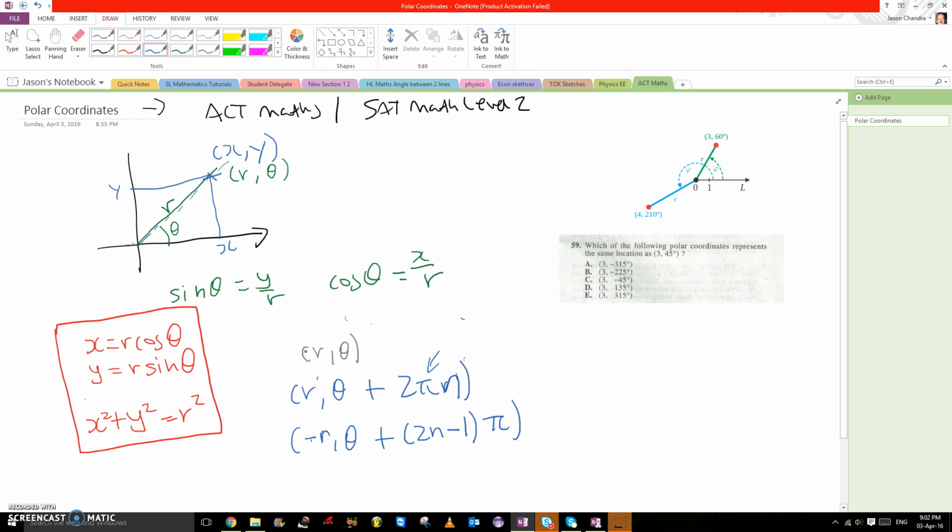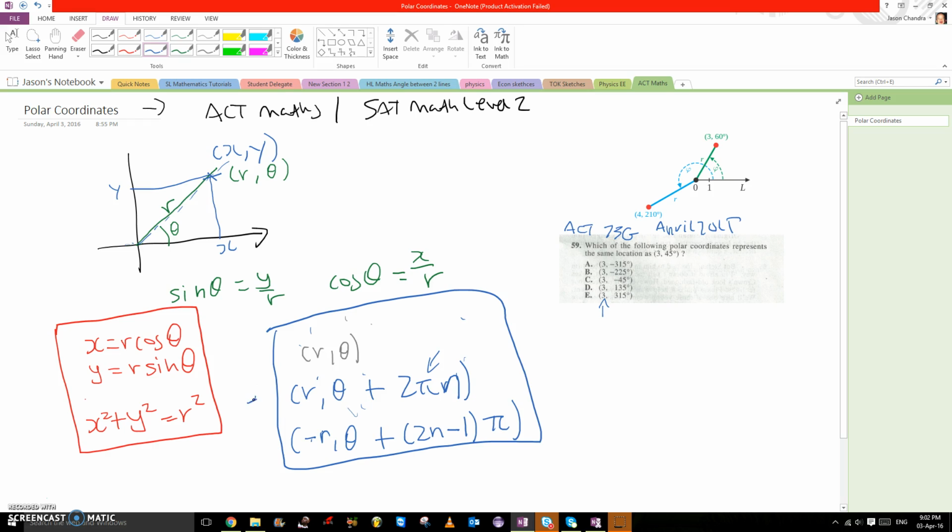So what do I mean by this? I'm not going to go into any proofs with this. So if we look at an ACT question, this is from an official exam, 73G, April 2015. It asks which of the following coordinates represent the same location as (3, 45). We know that if we look at the options for r, it's the exact same. So we can refer back to this one right here: r is the same, and theta plus 2 pi n, so it goes up by 360 degrees.